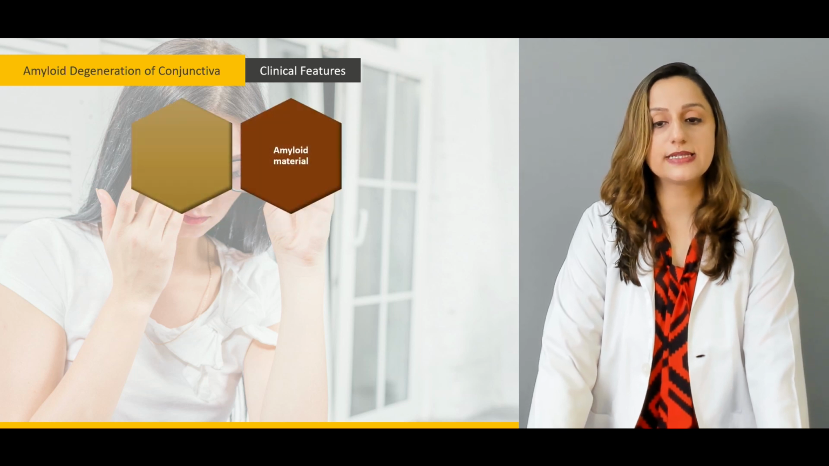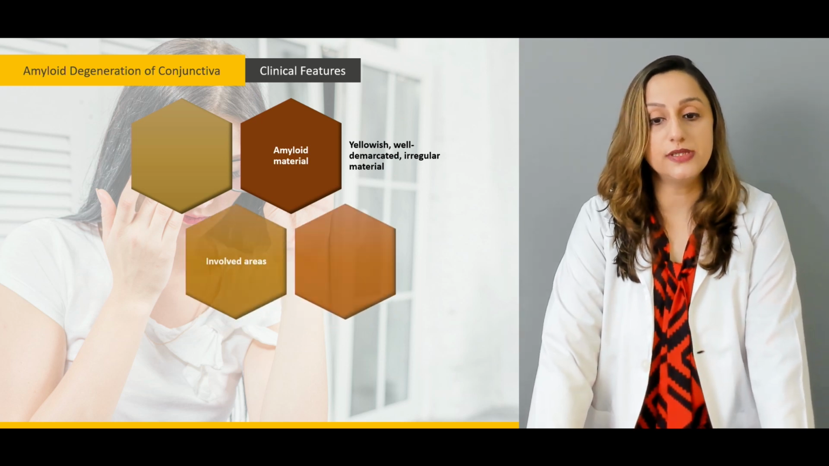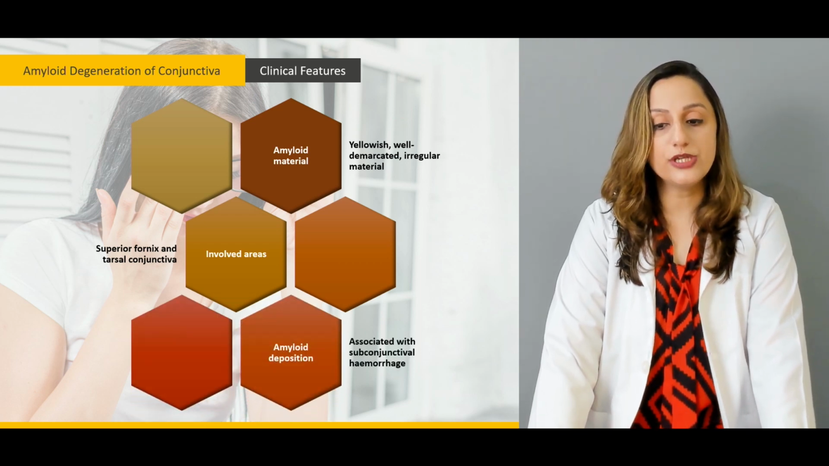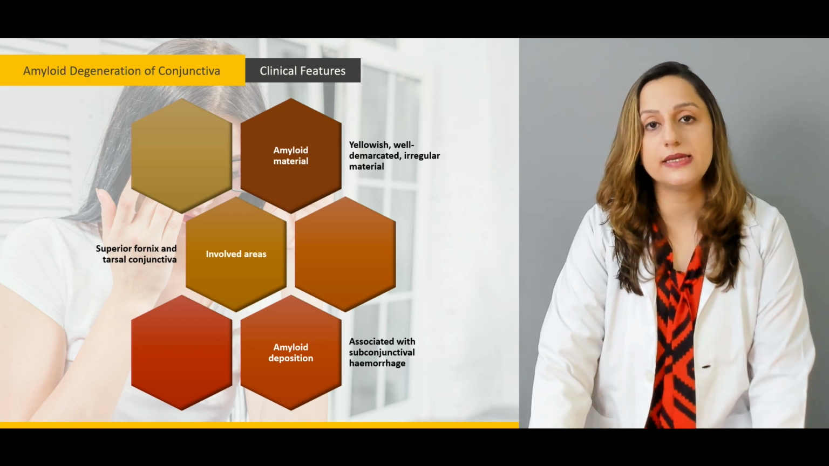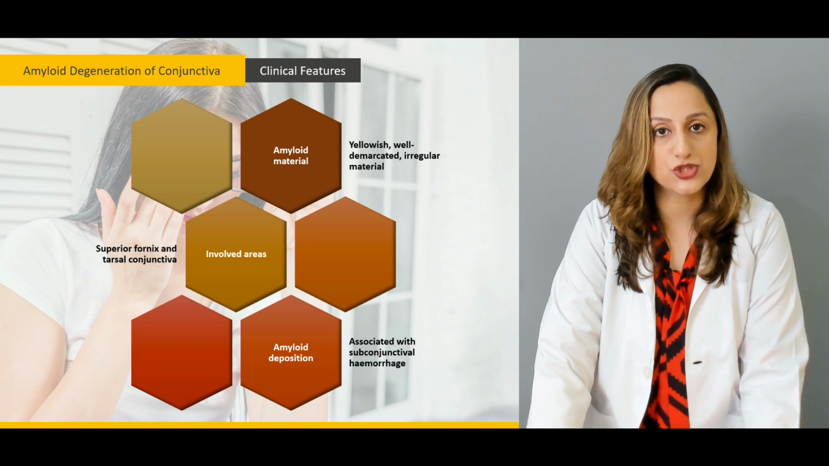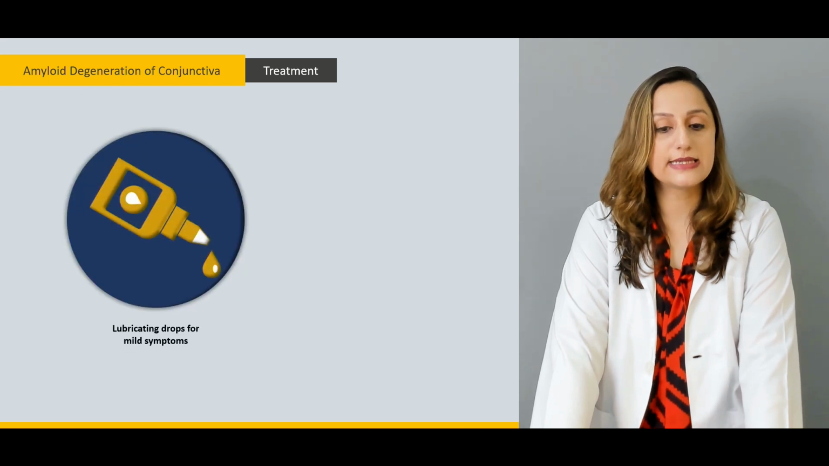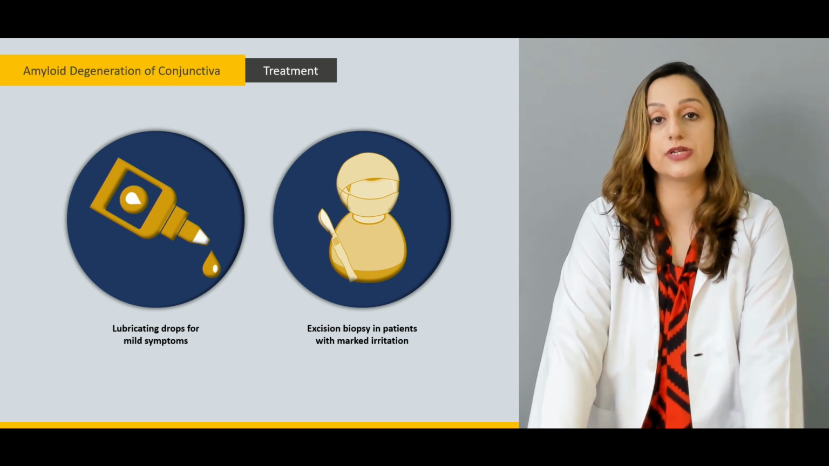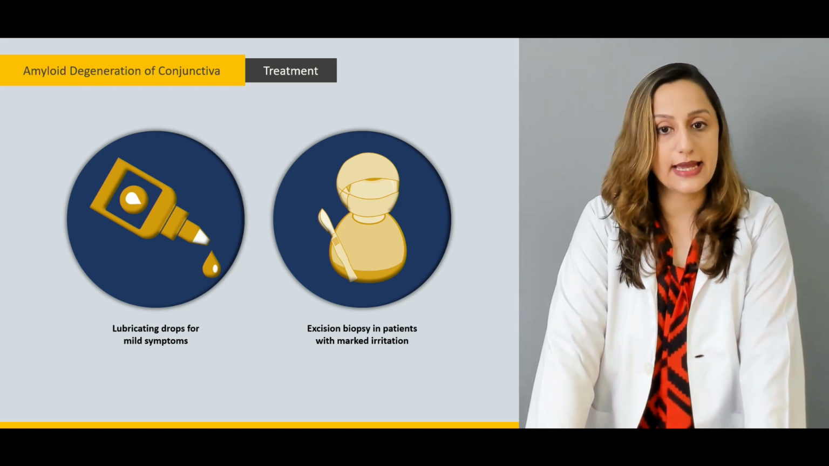The clinical features consist of amyloid material that is usually yellowish, well-demarcated and irregular. The involved areas are the superior fornix and the tarsal conjunctiva, and the amyloid deposition is usually associated with subconjunctival hemorrhages. So these can be complications as well. We can categorize them in the final clinical features of the patient. The treatment would consist of lubricating drops for mild symptoms and excision biopsy in patients with marked irritation. If it's a complicated situation, we can consider surgery in these patients as well.